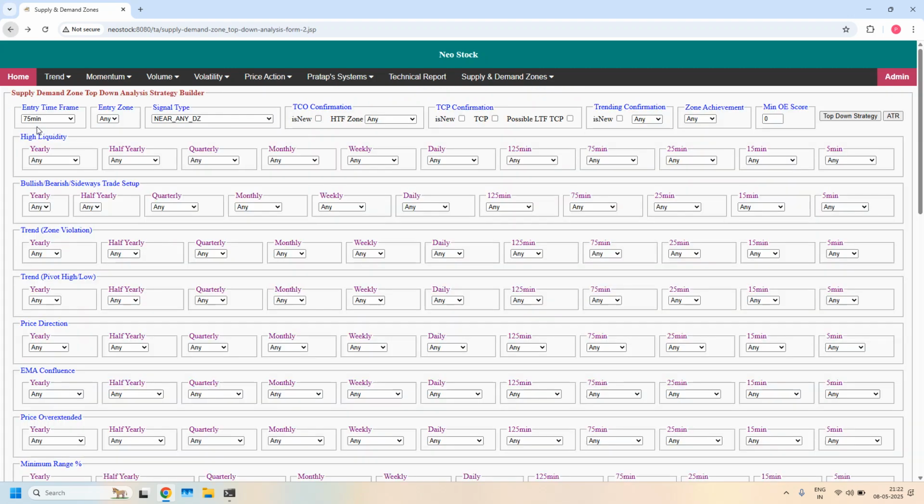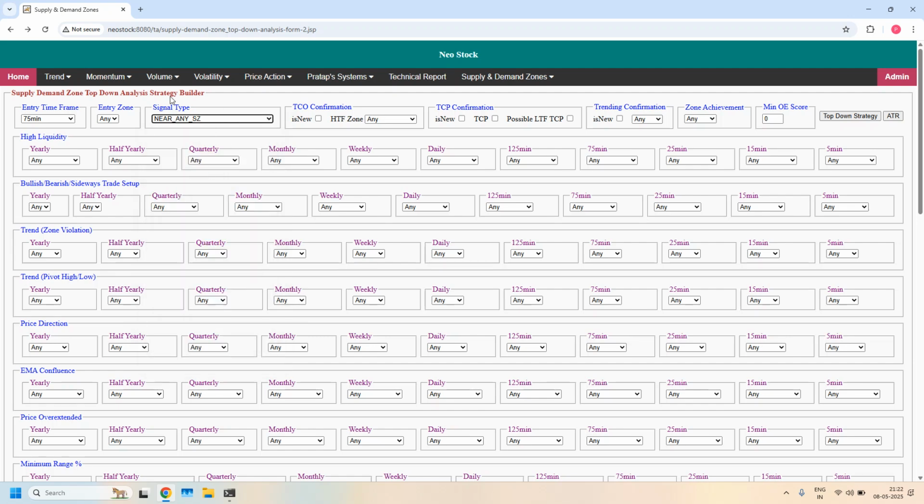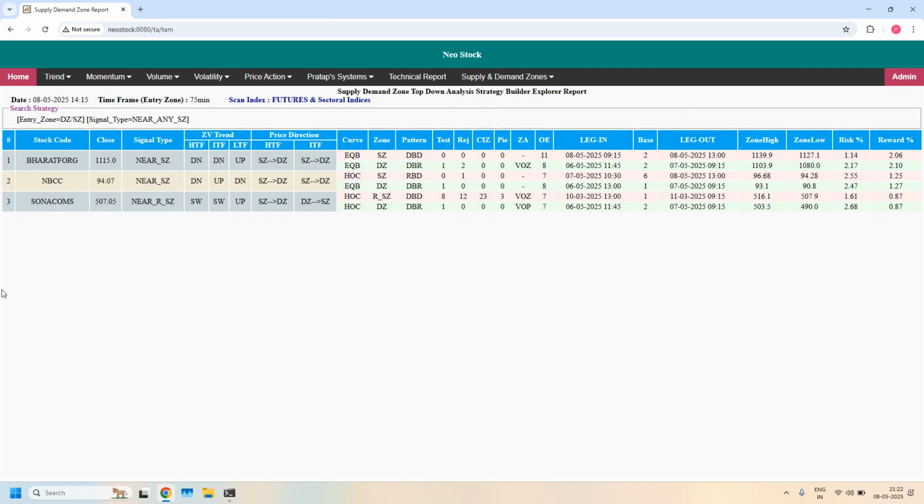Okay, next for 75 minutes time frame, let us find the stocks near to the 75 minute supply zone. We got 3 stocks. And we don't have any valid 75 minutes high liquidity supply zones from this list.